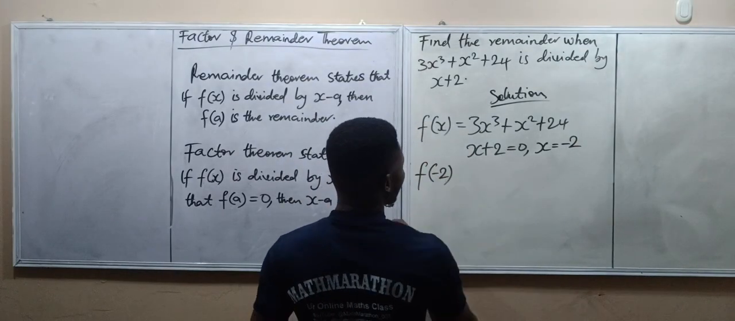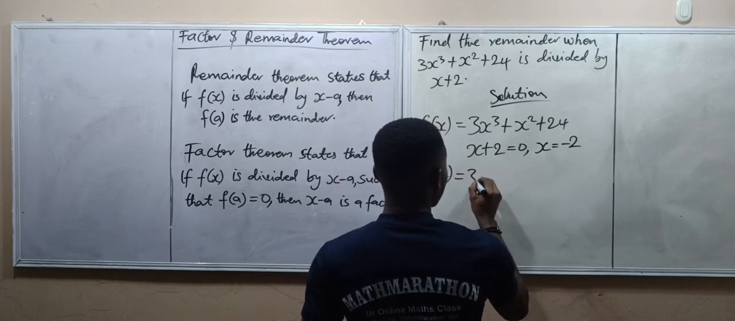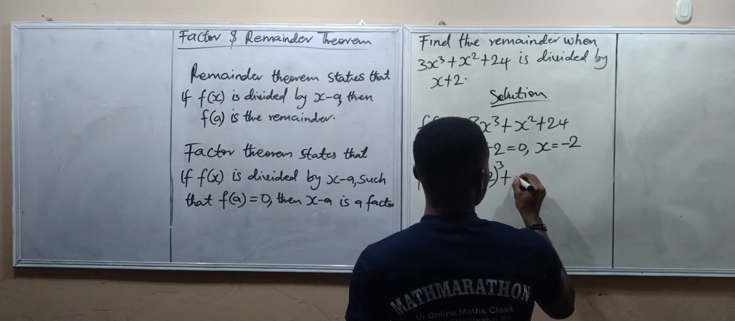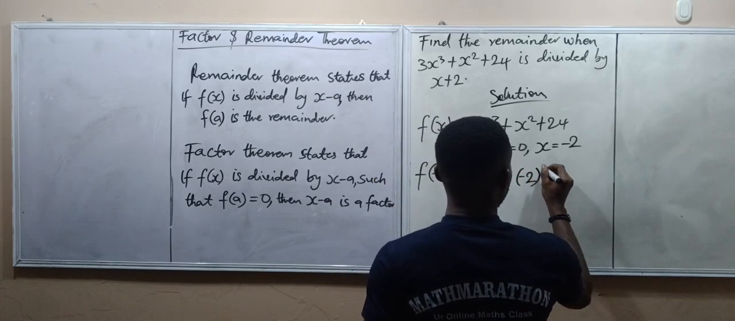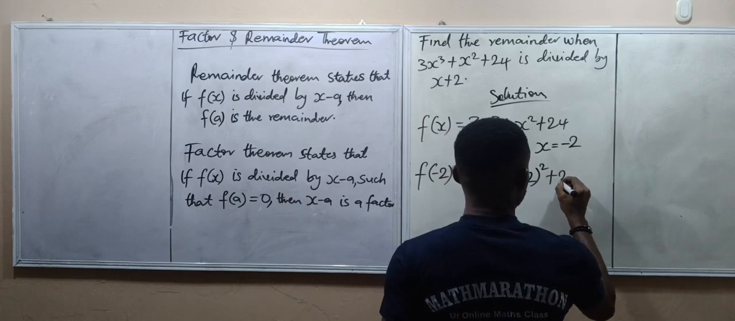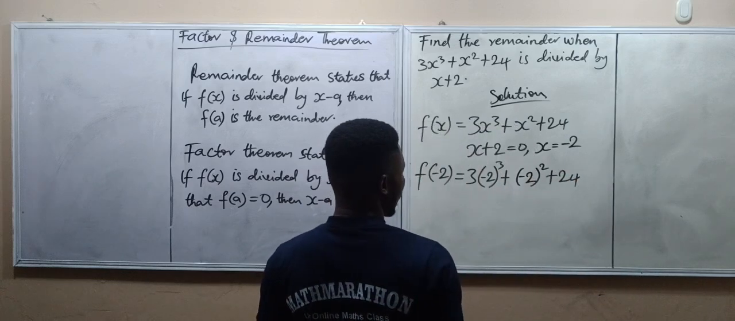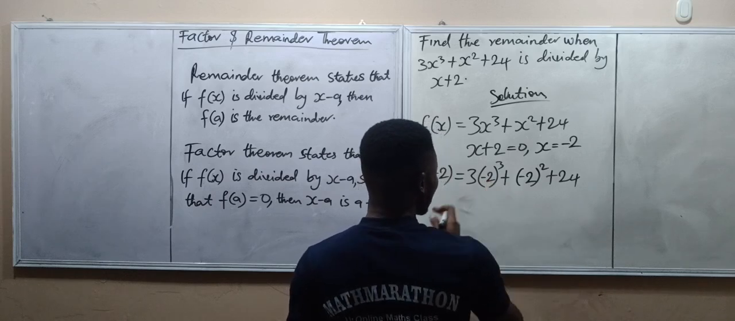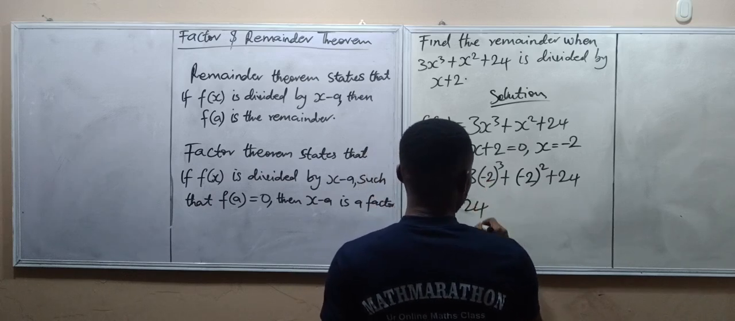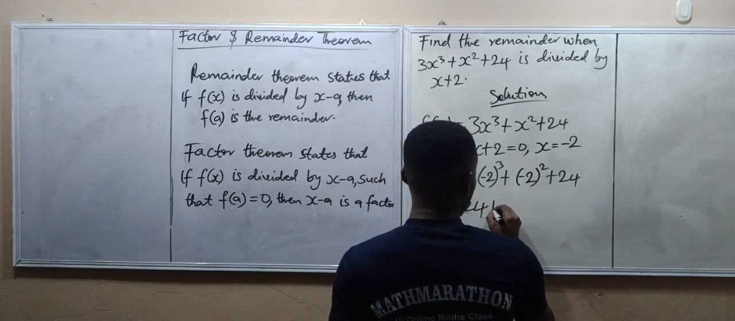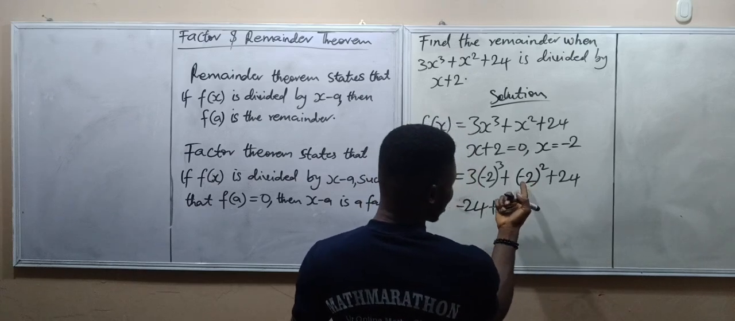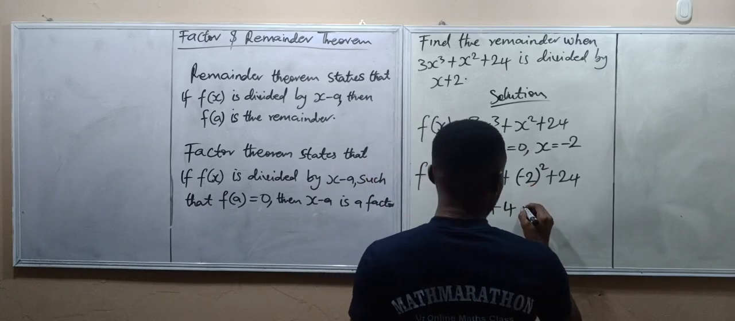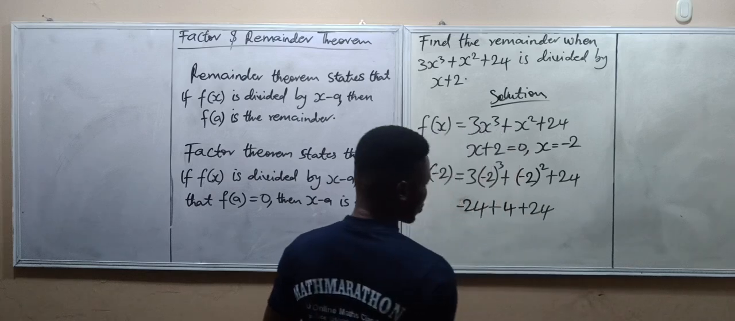Now let's substitute minus 2 to the function. f of minus 2 is equal to 3 into minus 2 to the power 3 plus minus 2 to the power 2, then plus 24. Now this is 2 times 2 is what? 4. 4 times 2, 8. Now 8 times 3 is 24. Minus 24. Then plus, minus 2 times minus 2 is already plus, that is plus 4, and then plus 24.